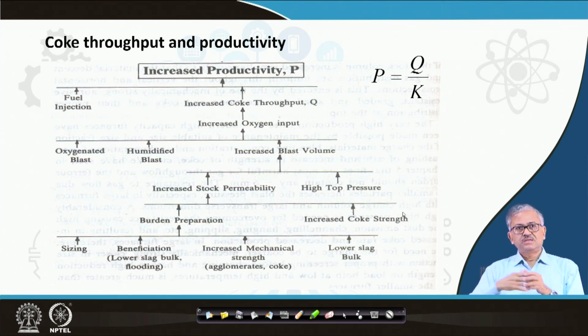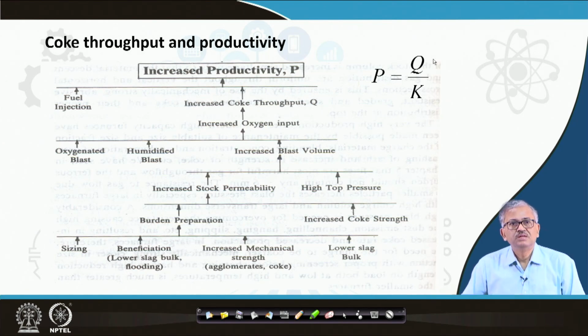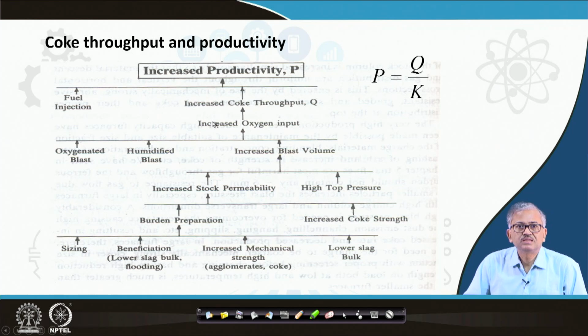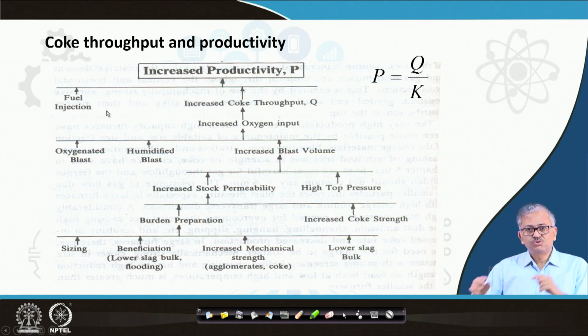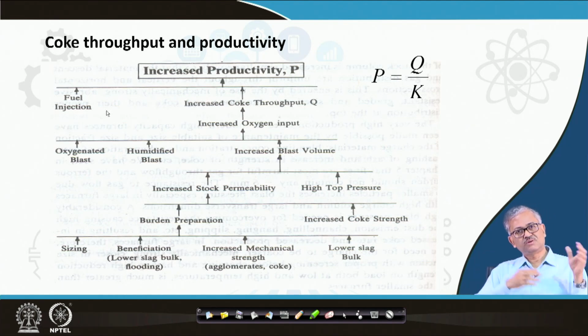So all of this leads to higher coke throughput. If you want to increase the coke throughput, you have to consider burden preparation, and everything I have discussed about oxygenated blast and humidified blast. And then there is fuel injection, and finally the coke throughput increases. I have added fuel injection here because if you increase the fuel, you can increase the coke throughput, obviously through the permeability. Nowadays it is not only coke that is charged into the blast furnace, you have a fuel also.